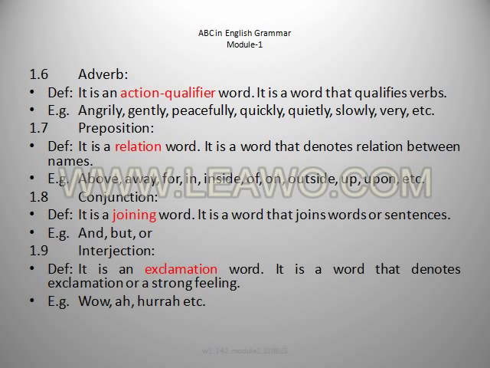Interjection. It is an exclamation word. It's a word that denotes the exclamation or a strong feeling. Examples are woe, ah, hurrah, etc.